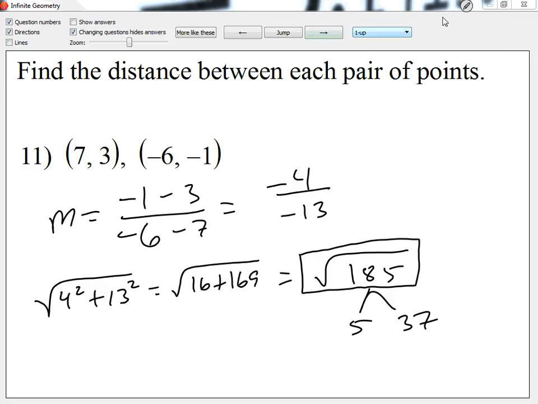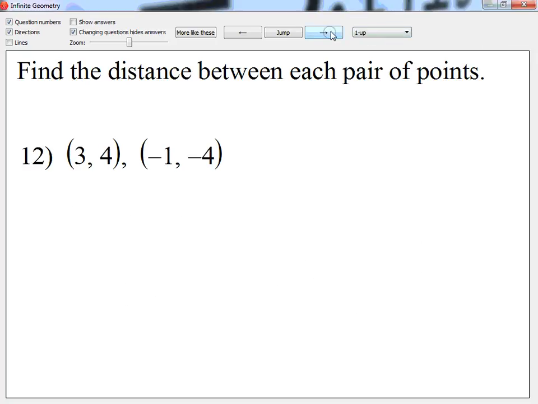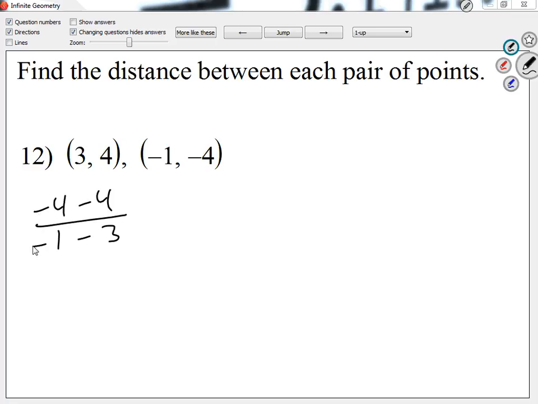Let me take a look at question number 12, to look at more examples. I'm going to start first with negative 4 minus 4 over negative 1 minus 3. Right, I'm acting as if I was getting the slope. Y2 minus y1, x2 minus x1. So I get this as negative 8 over negative 4.